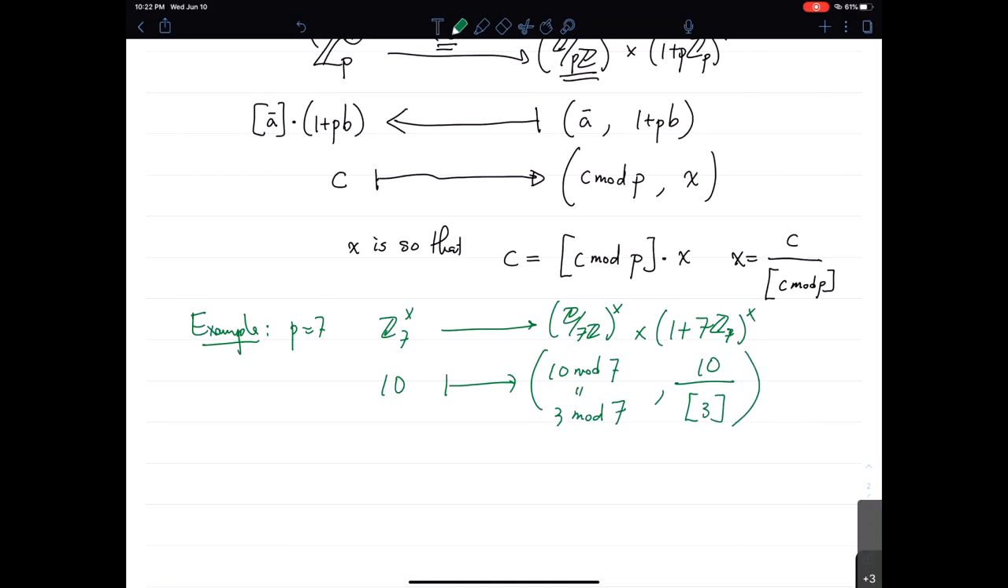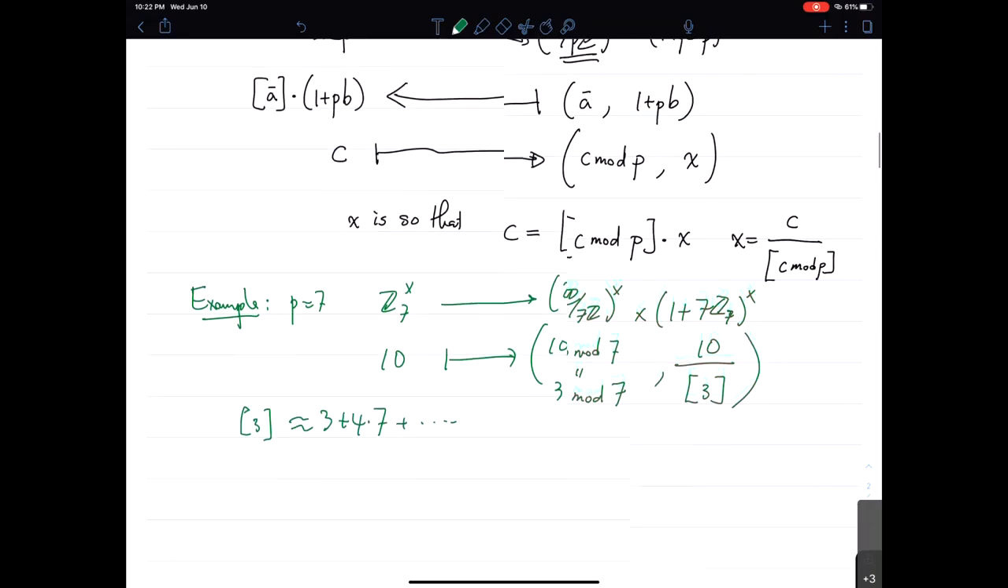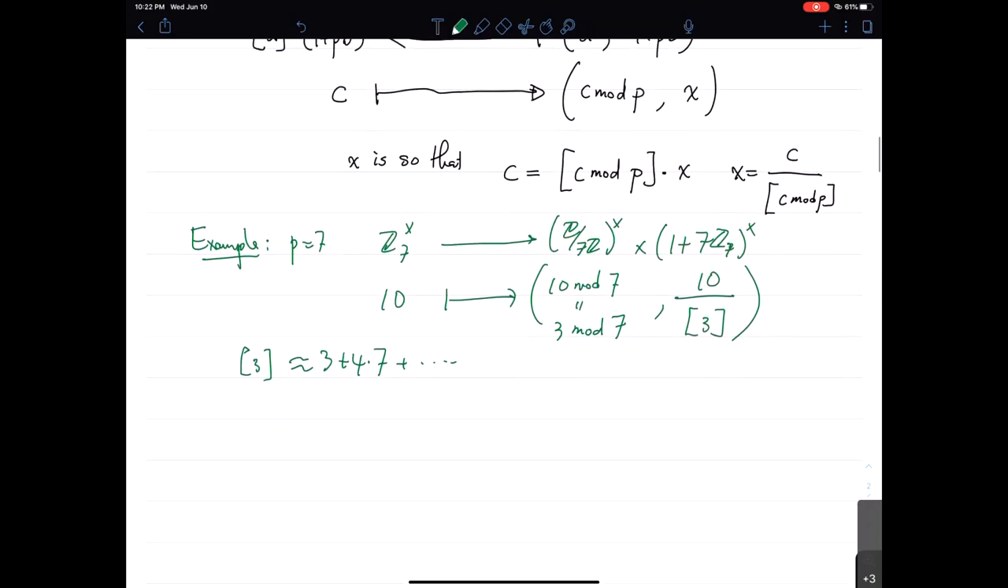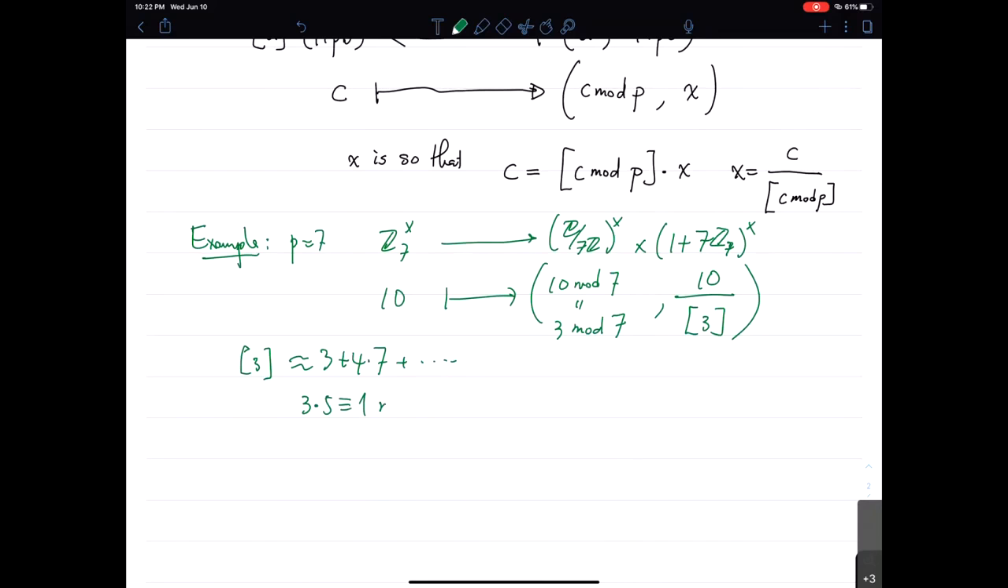But what is bracket 3? Last time I gave the expression of this; roughly speaking, it is 3 plus 4 times 7 plus something. But I want to divide by this. I could do the division, but it's a little inconvenient. So maybe I note that 3 times 5 is congruent to 1 mod 7, right? So if I divide 10 by this 3, this will tell you that 3 times 5 is the Teichmüller of 1, which is just 1.